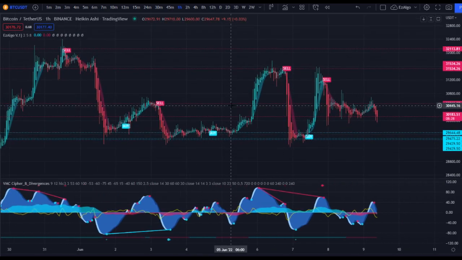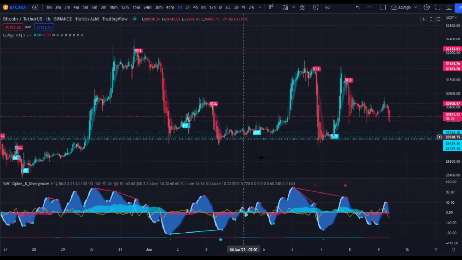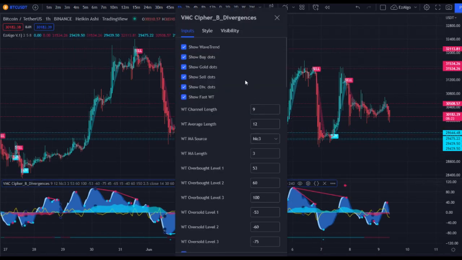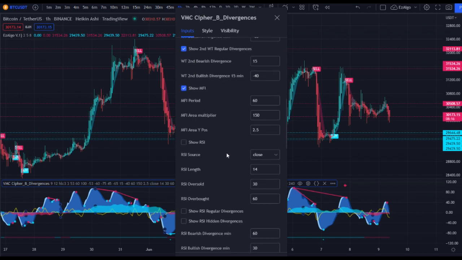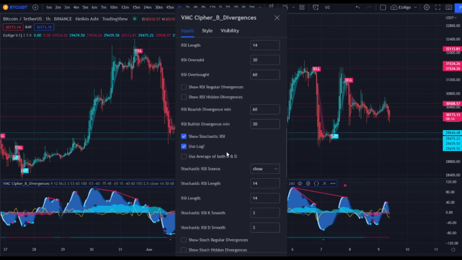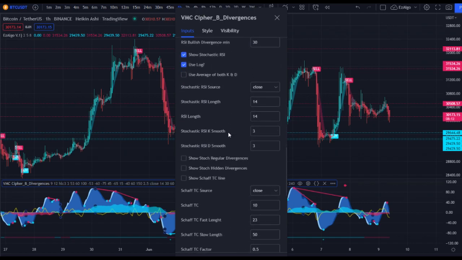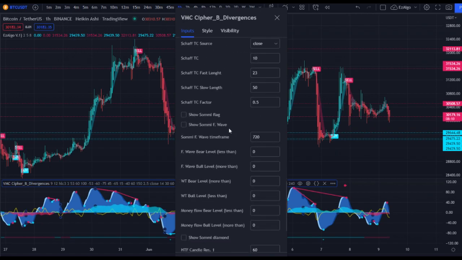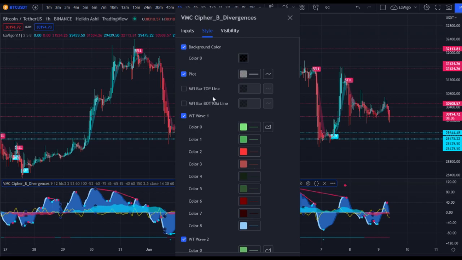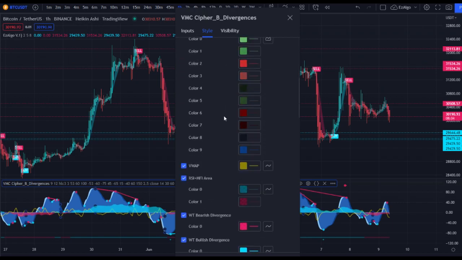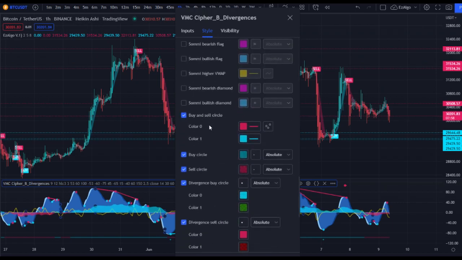Next, what you want to do is use Vumanchu Cipher B. Now I kind of customize the settings myself, so I'm just going to go here and show you what I turned on and off. So pretty much I didn't have the hidden divergences, didn't show RSI, left those, so you can kind of go through this, maybe pause it along the way and copy my settings. Turned all of those off under style, got rid of the money flow, top line, bottom line, and beyond until the buy sell circle.